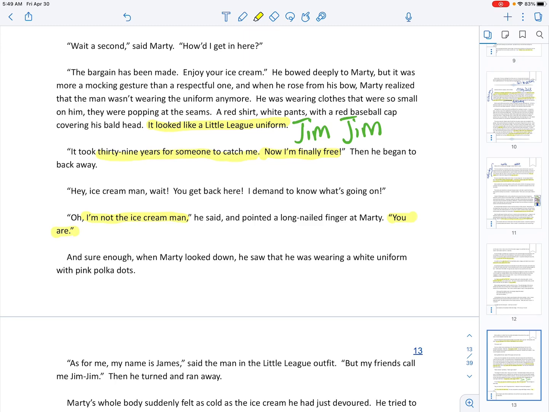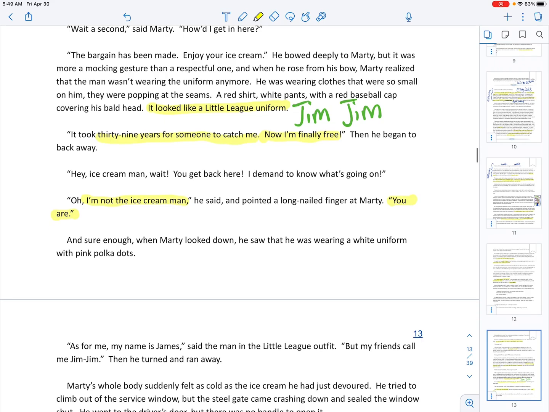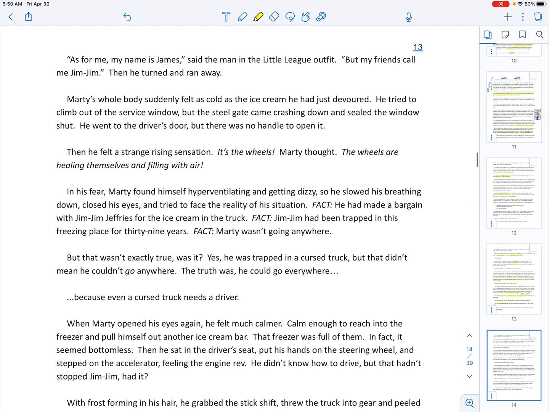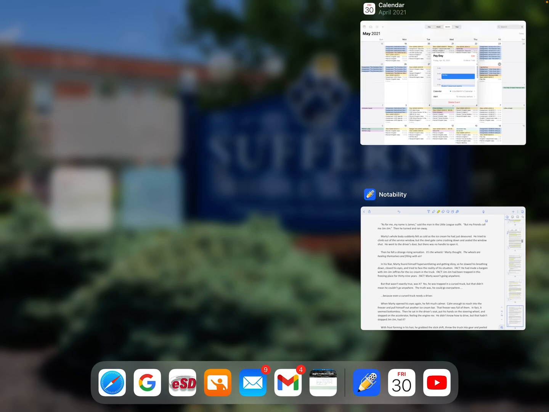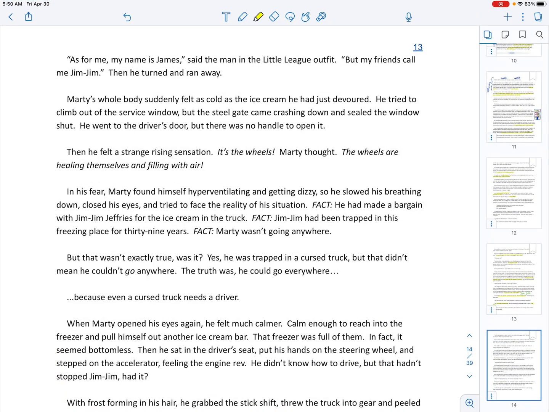And sure enough, when Marty looked down, he saw that he was wearing a white uniform with pink polka dots. "As for me, my name is James," said the man in the Little League outfit. "But my friends call me... Oops, sorry about that. But my friends call me Jim Jim." Then he turned and ran away.